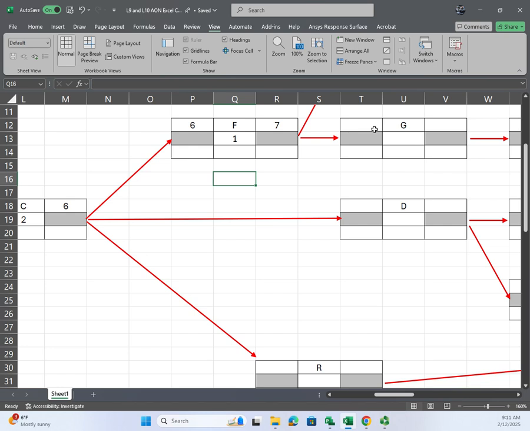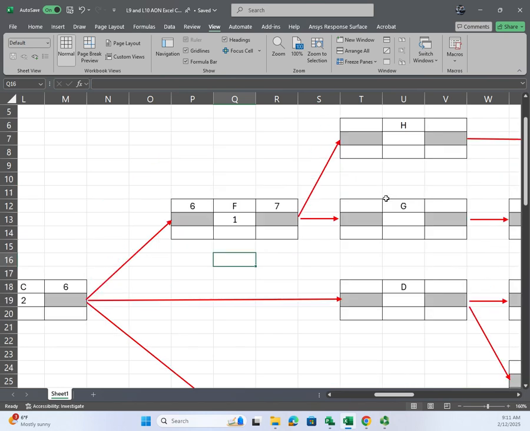All right, so now here's where the fun comes in. This one has F followed by H and G. Make sure that's right. F is followed by H and G. Yep. Okay. So what is G going to be for early start? Seven.